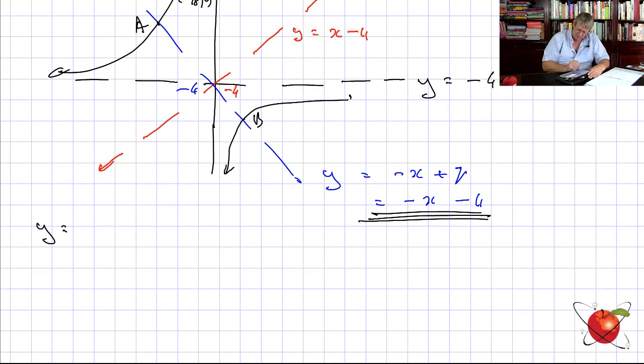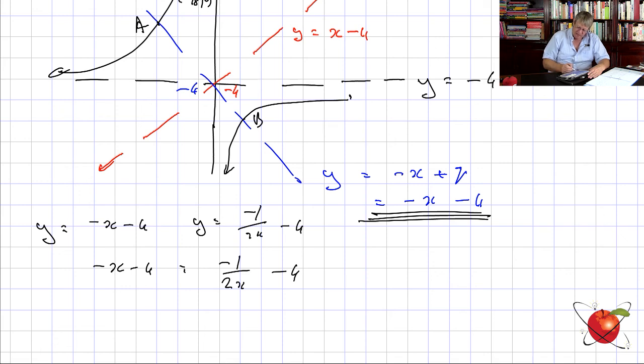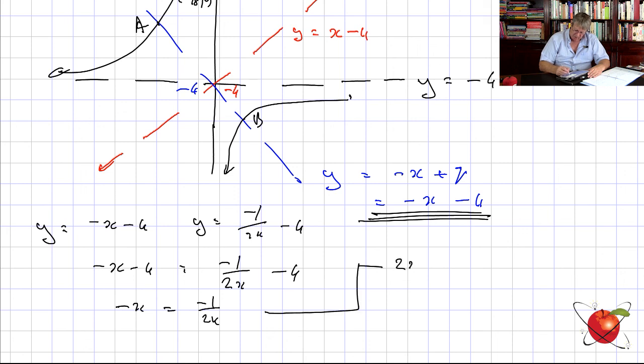We say y equals minus x minus 4 and y equals minus 1 over 2x minus 4. Well, you put them equal to each other. Minus x minus 4 equals minus 1 over 2x minus 4. You end up with this 4 cancelling out, and you get minus x equals minus 1 over 2x. And what do we do with that? We multiply through by 2x, and we get 2x squared equals 1.